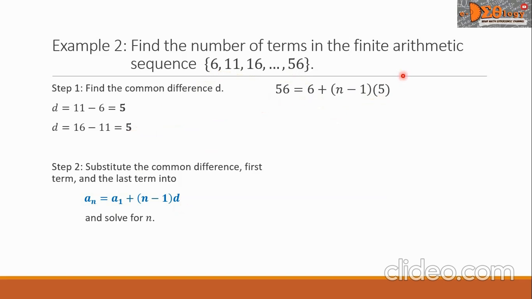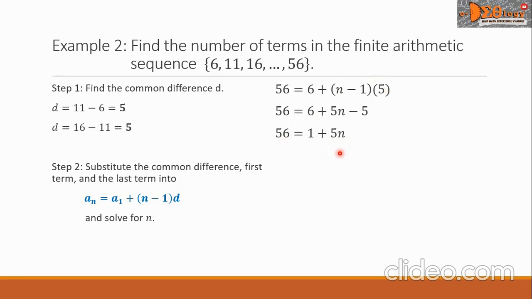Simplifying further, this number 5 we will multiply to n and to negative 1. So we have now 5 times n is 5n. 5 times negative 1 is negative 5. And then let us combine this 6 and the negative 5. So we have 1 plus 5n. We'll just copy the 56 down here.